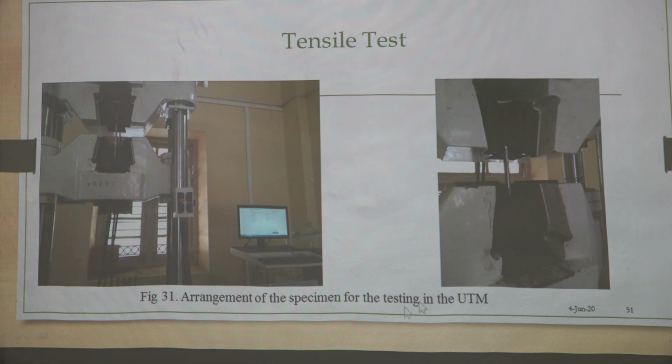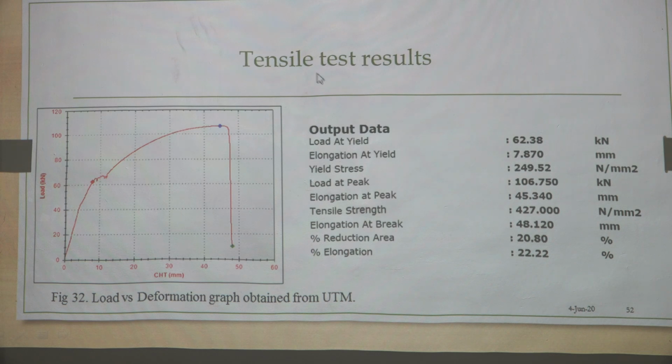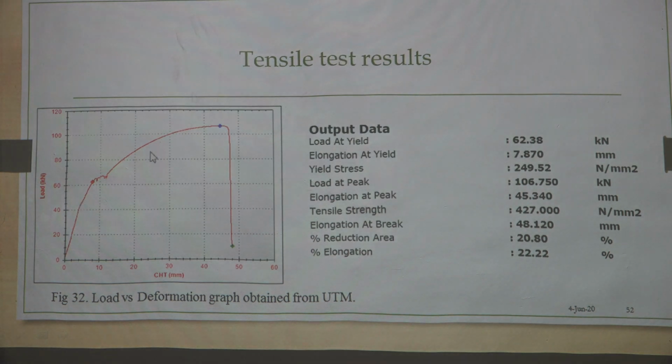So, this is the arrangement for the tensile test at the UTM, and this is the load versus displacement curve. Nice curve we are getting here. We can point out the important values here. We are going to get the yield stress as 250. So, the steel conforms to grade 250, what the railway said. Railway says that it consists of 250 megapascal, which is correct.